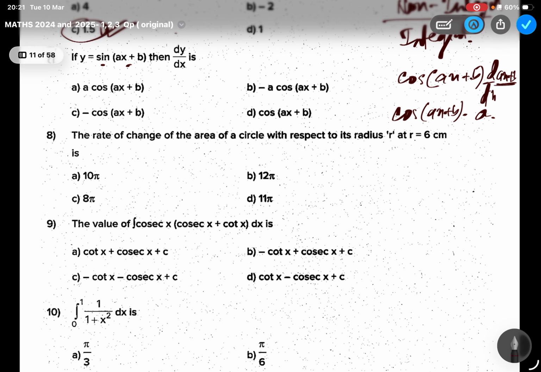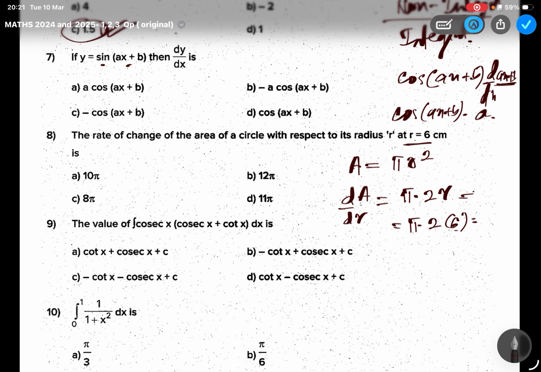The rate of change of the area of the circle with respect to radius. What is the area of circle? Pi r square. And what is the differentiation with respect to r? d by dr, pi as it is, 2r at r equal to 6. Pi into 2 into 6, 6 2s are 12. 12 pi is the answer.